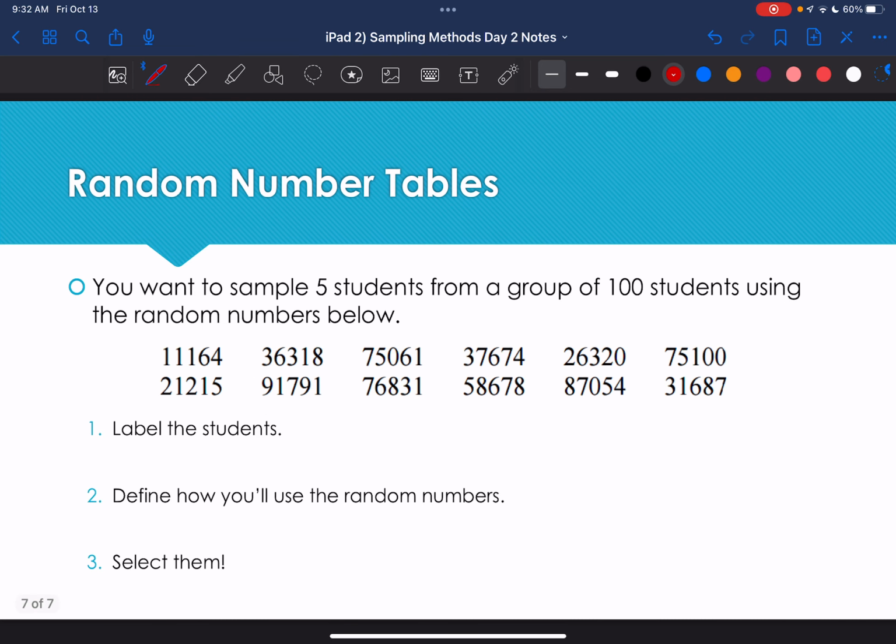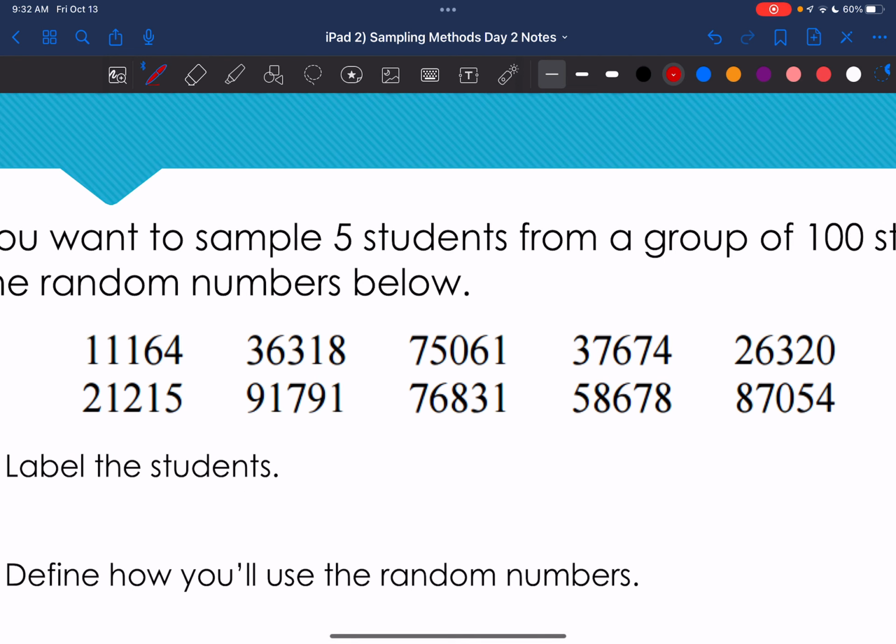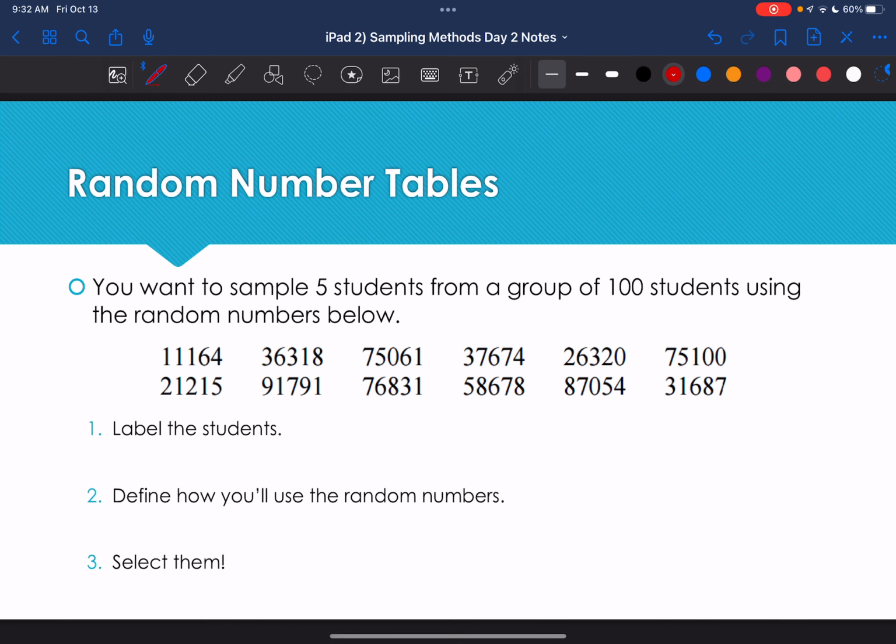Let's show how to use it. You want to sample 5 students from a group of 100 students using the random numbers below. If I want to sample 5 students from a group of 100 students, the first thing I need to do is label them. Now, you could label each student one through 100. But then here's the problem if I do that, because we have options. We can do other things too.